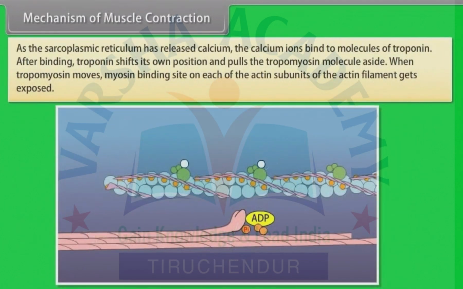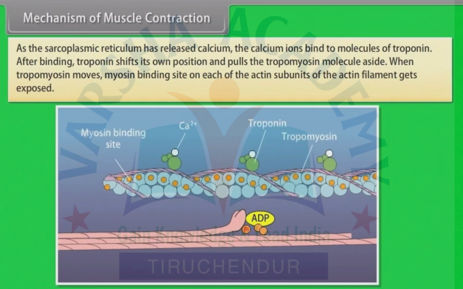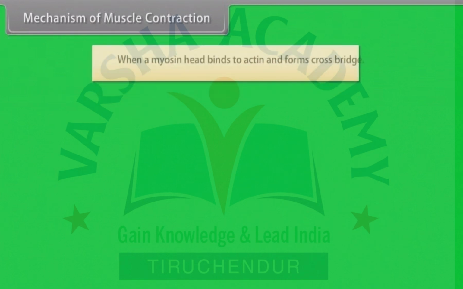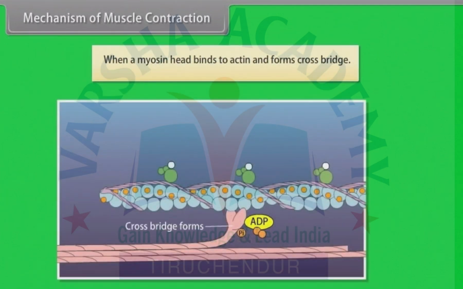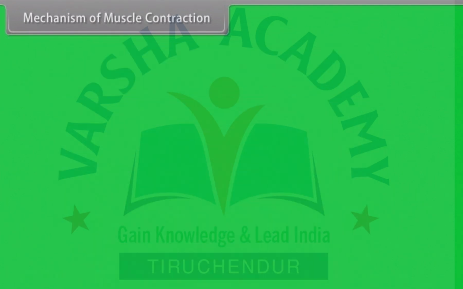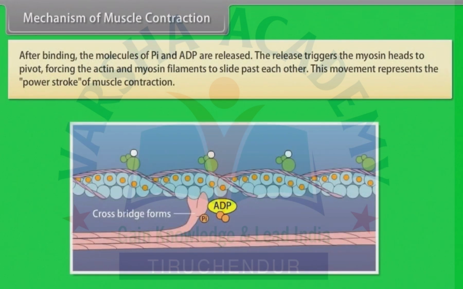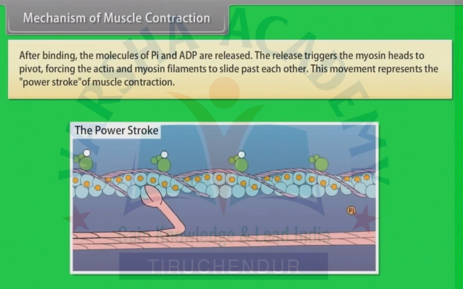As the sarcoplasmic reticulum has released calcium, the calcium ions bind to the molecules of troponin. After binding, troponin shifts its own position and pulls the tropomyosin molecule aside. When tropomyosin moves, myosin binding site on each of the actin subunits of the actin filament gets exposed. Then a myosin head binds to actin and forms cross bridge. After binding, the molecules of Pi and ADP are released.